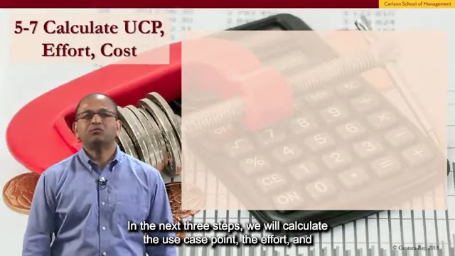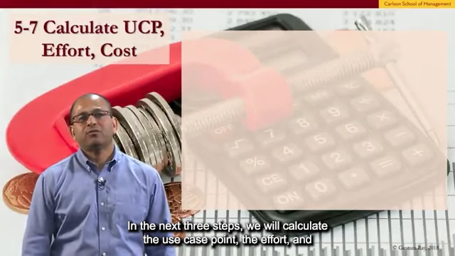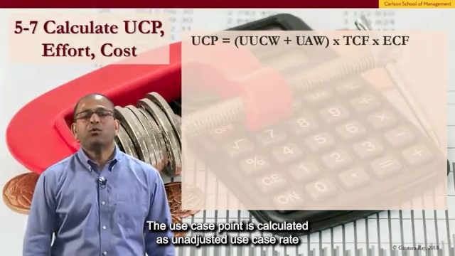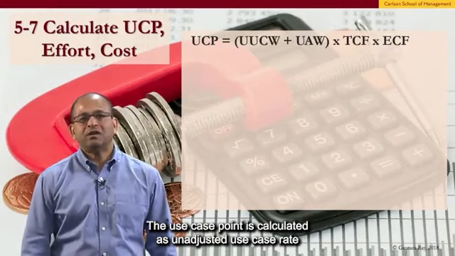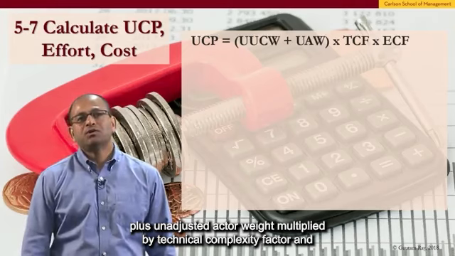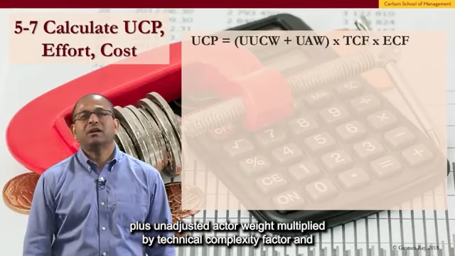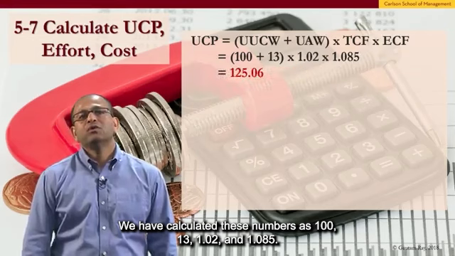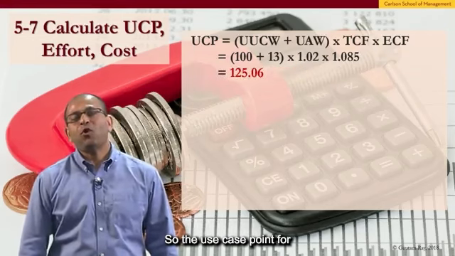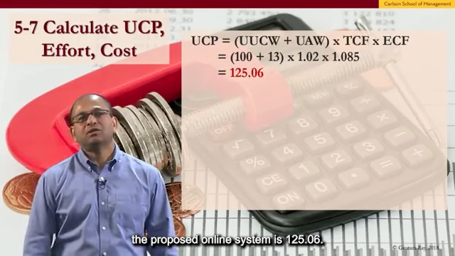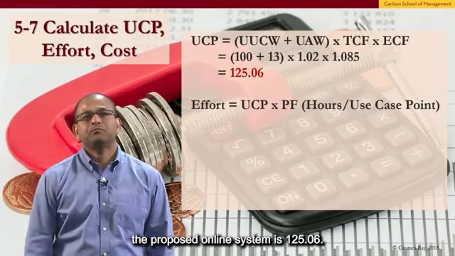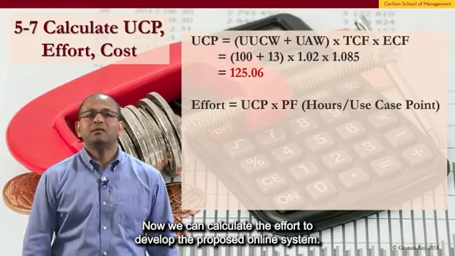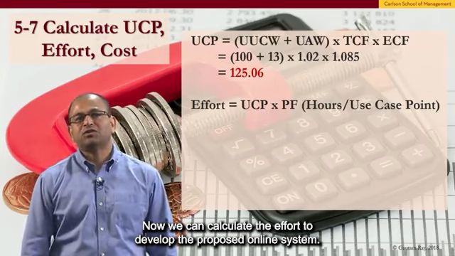In the next 3 steps, we will calculate the use case point, the effort, and the cost. The use case point is calculated as unadjusted use case weight plus unadjusted actor weight multiplied by technical complexity factor and environmental complexity factor. We have calculated these numbers as 100, 13, 1.02 and 1.085. So, the use case point for the proposed online system is 125.06. Now, we can calculate the effort to develop the proposed online system.